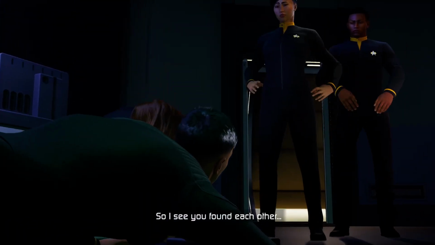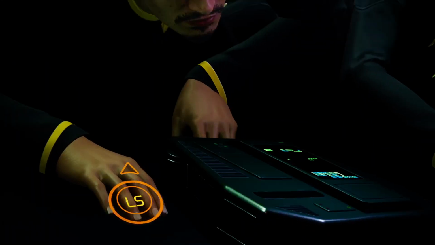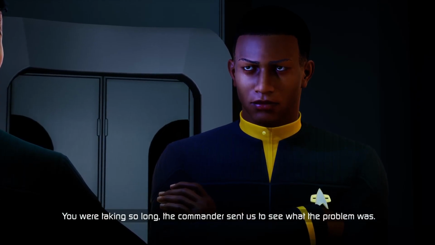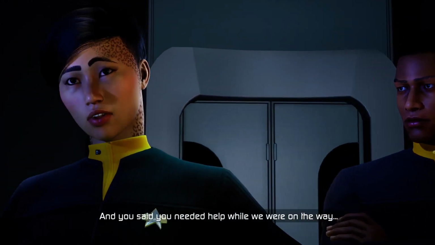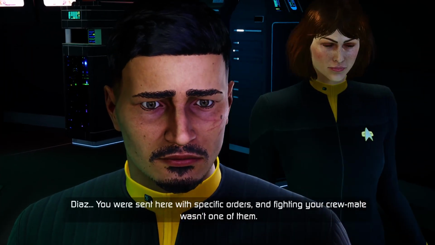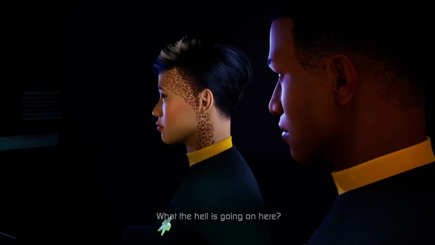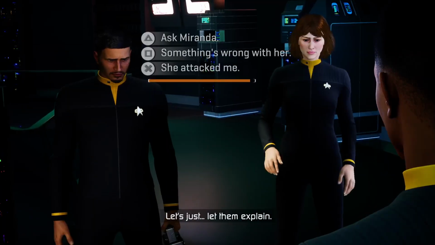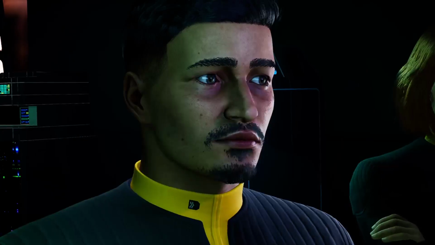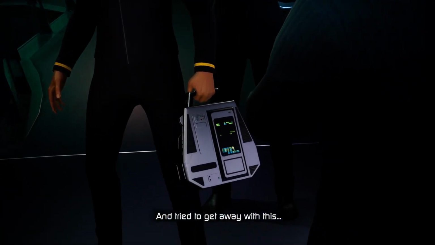So I see you found each other. You were taking so long. The commander sent us to see what the problem was. And you said you needed help while we were on the way. Diaz, you were sent here with specific orders, and fighting your crewmate wasn't one of them. What the hell is going on here? Let's just let them explain. I'd like to hear that, because I know what it looks like. She attacked me. That's ridiculous. And tried to get away with this.